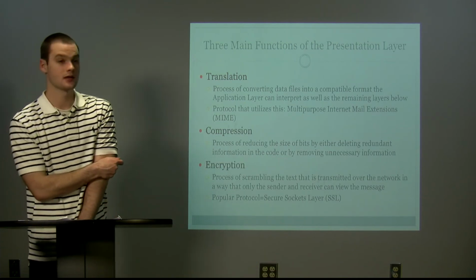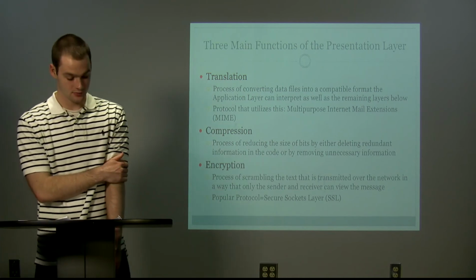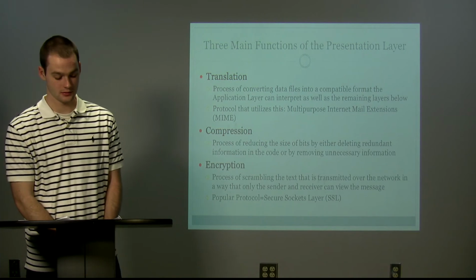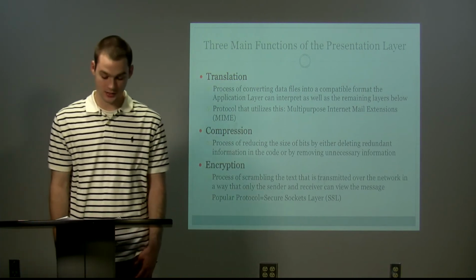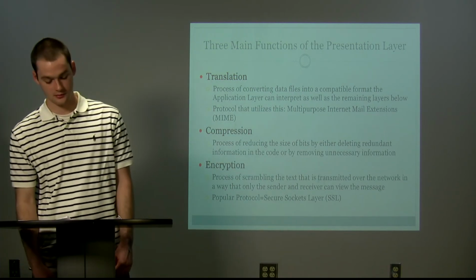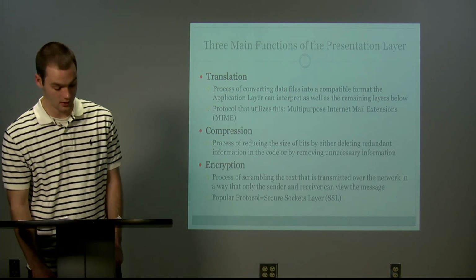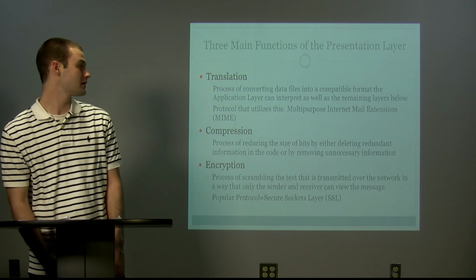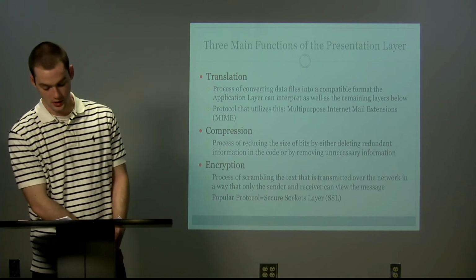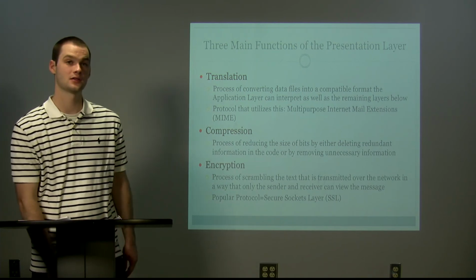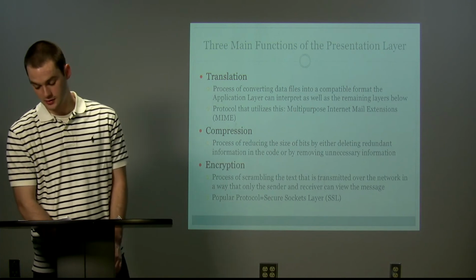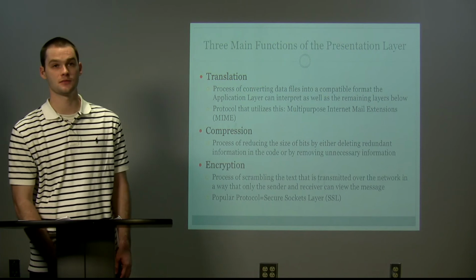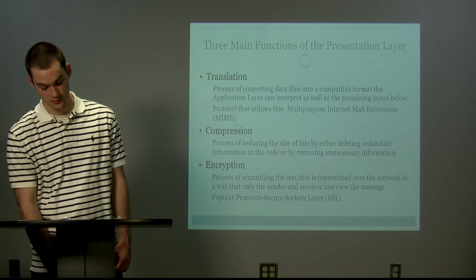There's 3 functions that help to carry this out. The first one being translation, or the process of converting data files into a compatible format the application layer can interpret, as well as the remaining layers below it. An important protocol of this is the Multipurpose Internet Mail Extensions. This works with the application layer protocol SMTP to make sure that the format of these emails matches between both the sender and the receiver.